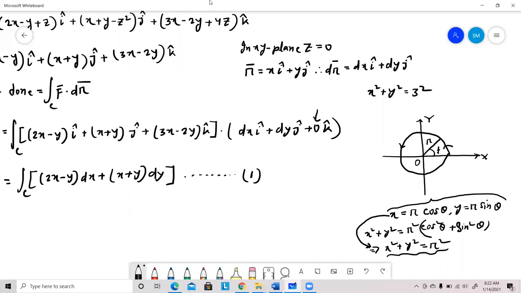Now since we write the parametric equation in terms of t, for this problem we can write the parametric equation of this circle x squared plus y squared equal to 3 squared. Sir, x is equal to 3 cos t, y is equal to 3 sin t. Good. x equal to 3 cos t and y equal to 3 sin t. And from where do we get dx? dx will be what?